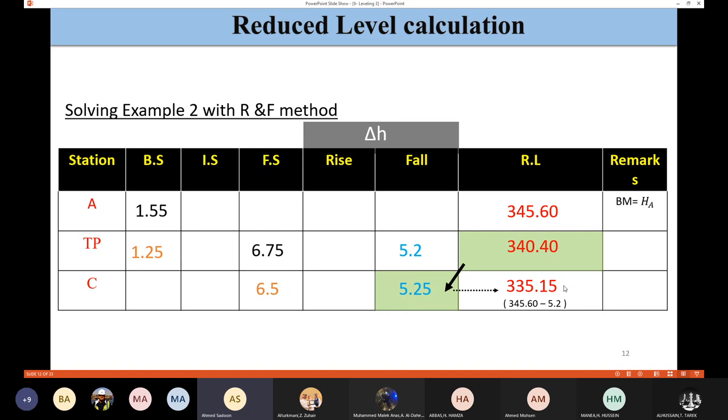This one minus that one came out to be 335.50. So now I finish this example using the rise and fall method. First, I need to determine the difference.